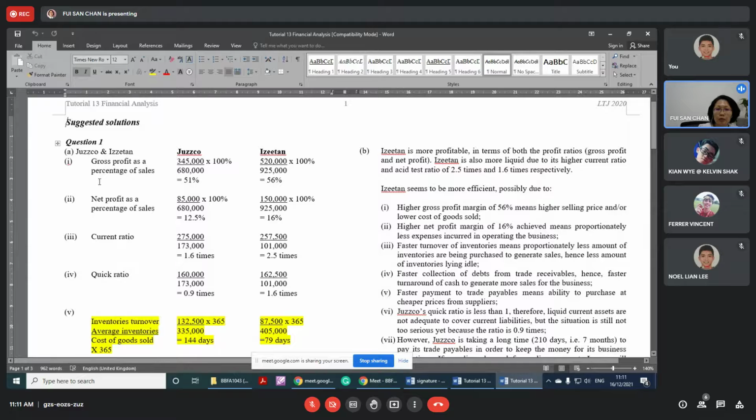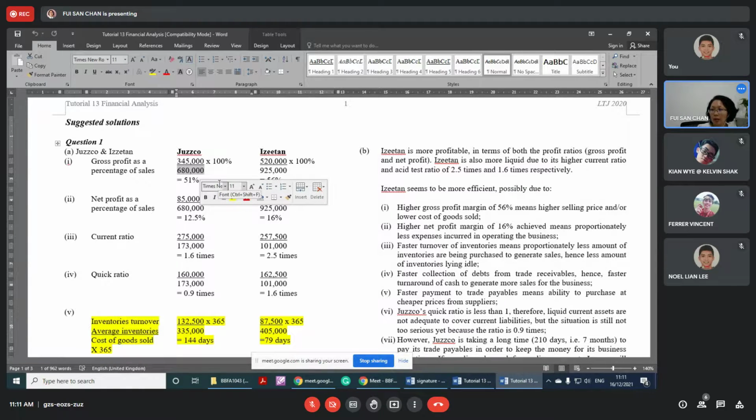So you should put down gross profit somewhere here. You should put down gross profit over sales times 100, like this. So instead of the number you put here, you put gross profit, and then here you put sales and then times 100. So that's how you get 51%. So make sure you get the right number from your question. If you don't know how to get the right number, then of course the number is wrong. So this one is for question 1.